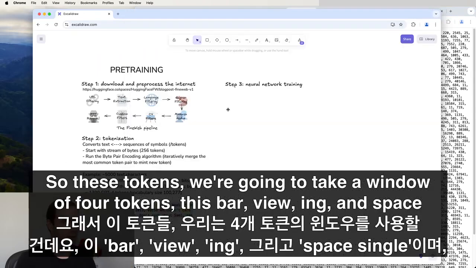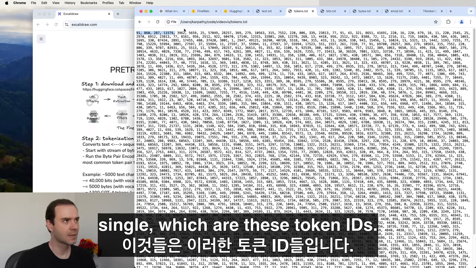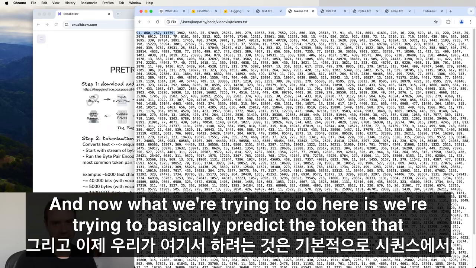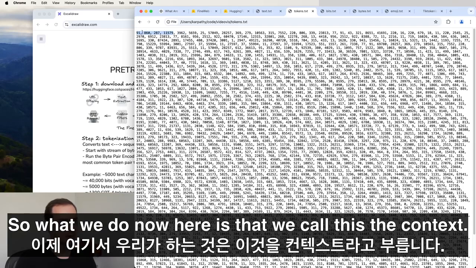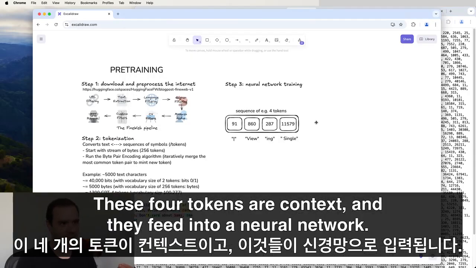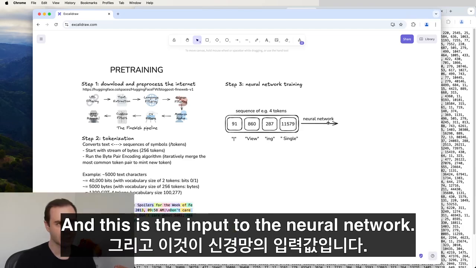So we're going to take a window of 4 tokens, this bar, view, ing, and space single, which are these token IDs. And now what we're trying to do here is basically predict the token that comes next in the sequence. So 3962 comes next, right? So we call this the context. These 4 tokens are the context, and they feed into a neural network. And this is the input to the neural network.